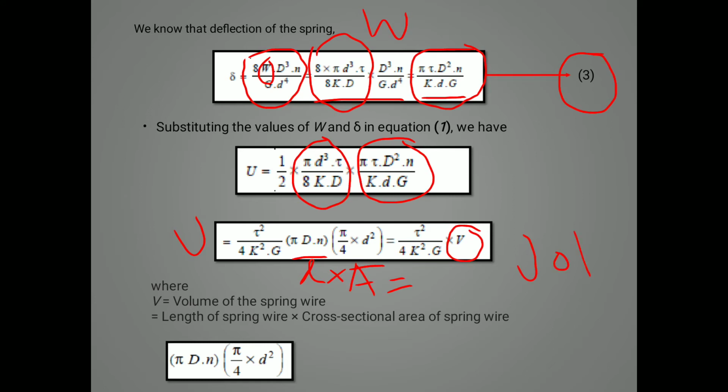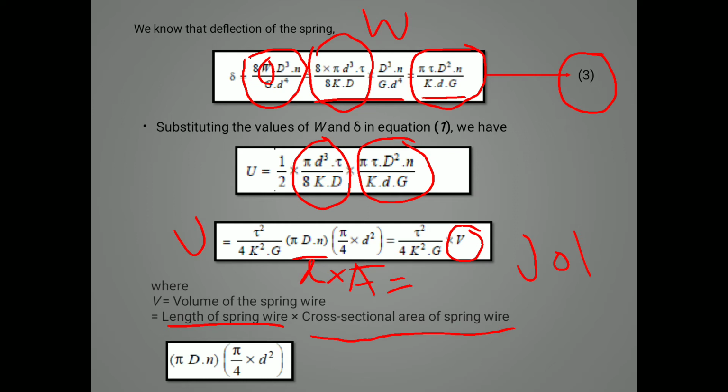So you can directly put this formula as a V, where V is equal to the volume of the spring, so length of the spring wire into cross section area of a spring. So pi by 4 d square is the cross section of a spring wire, and the pi d n is nothing but the length of the spring.